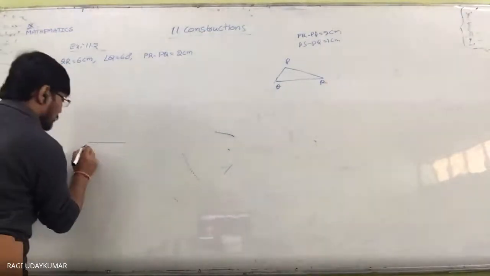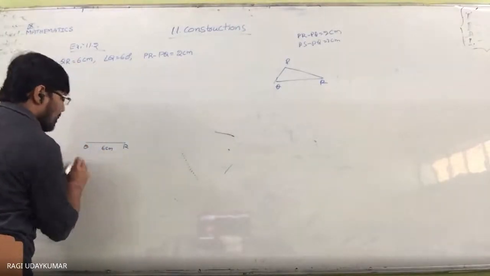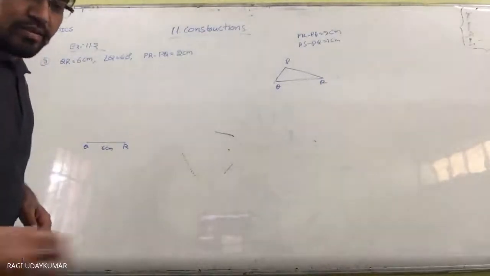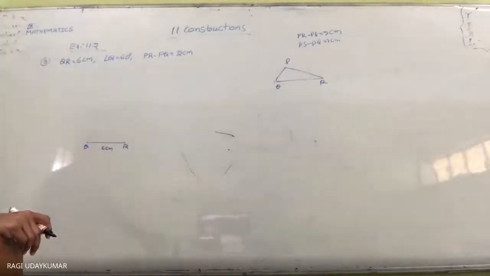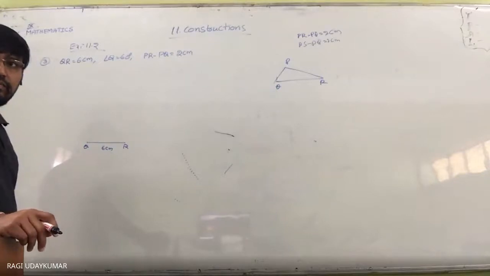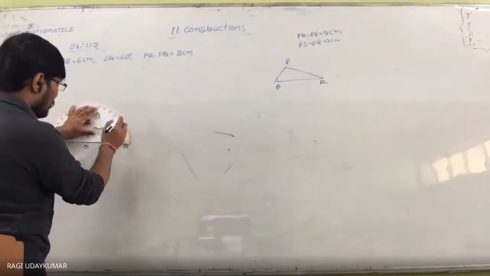QR is equal to 6 centimeters. Immediately after drawing, next, what to do? Can anyone say? Yes. Next, what to do? At the place of Q, draw 60 degrees. Yes, a 60 degree angle you have to draw. So at the place of Q, 60 degrees.